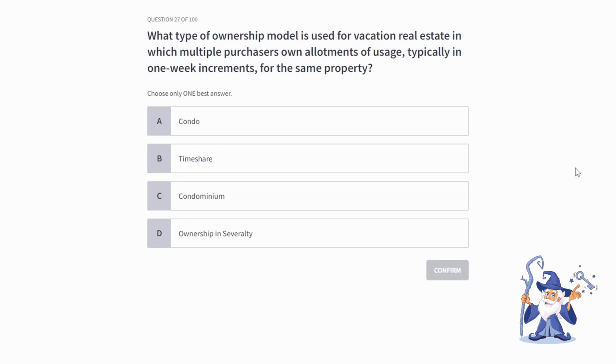All right, question 27. What type of ownership model is used for vacation real estate in which multiple purchasers own allotments of usage, typically in 1-week increments for the same property? And there's 4 options: A, condo; B, timeshare; C, condominium; or D, ownership in severalty. So think that one over and come up with your answer.